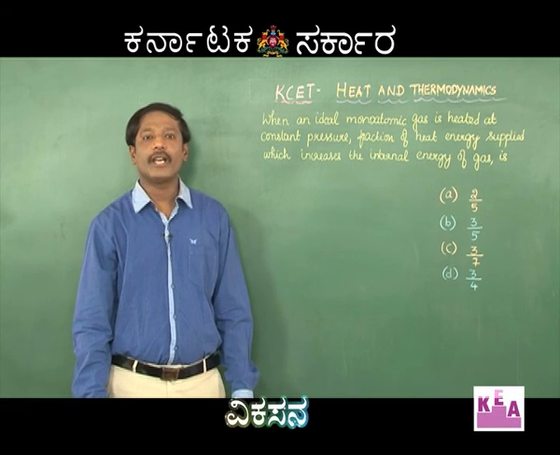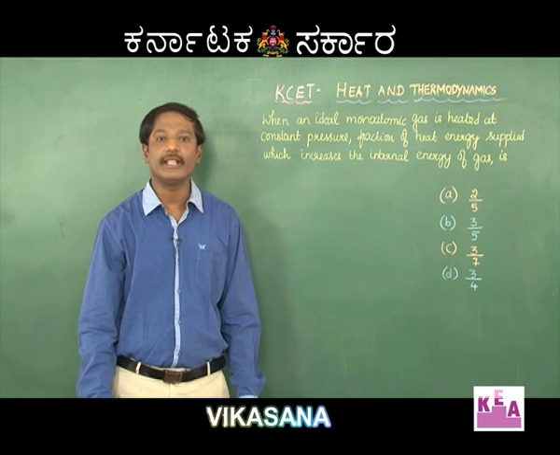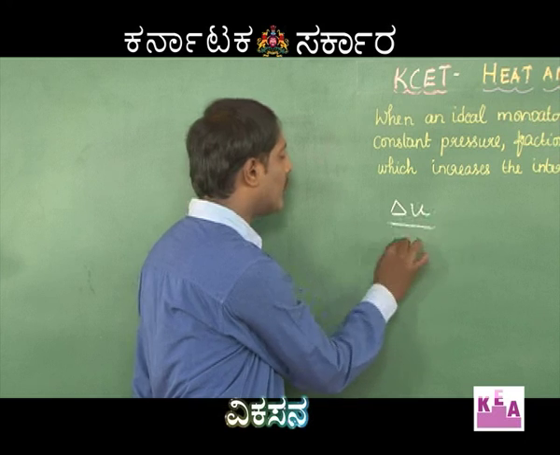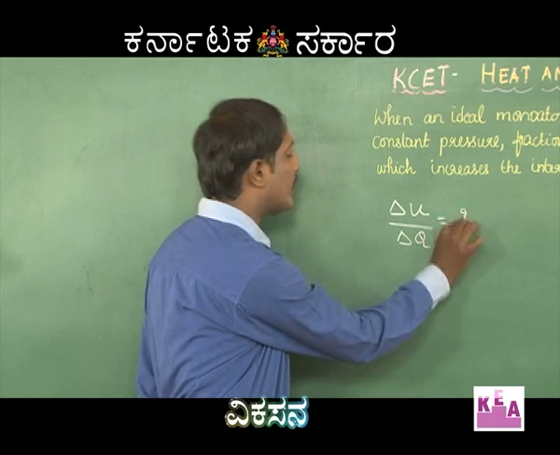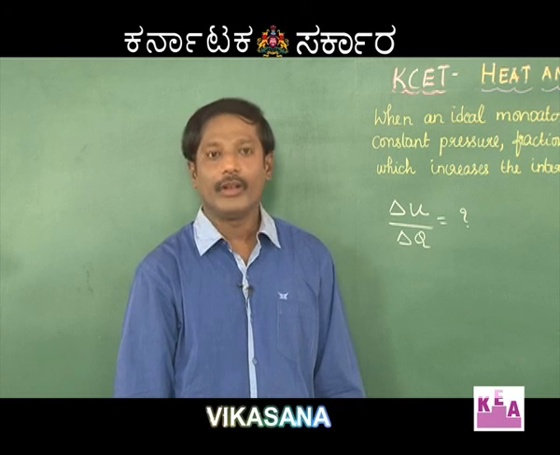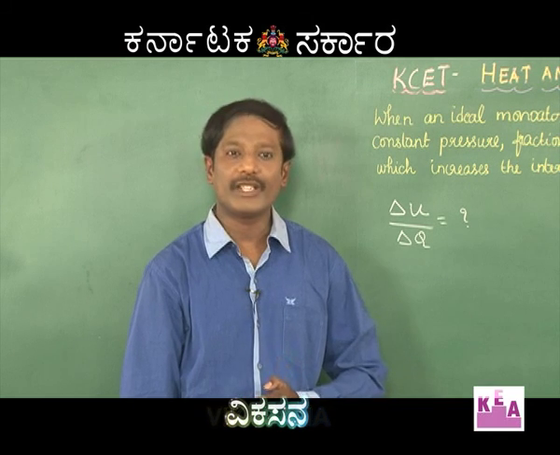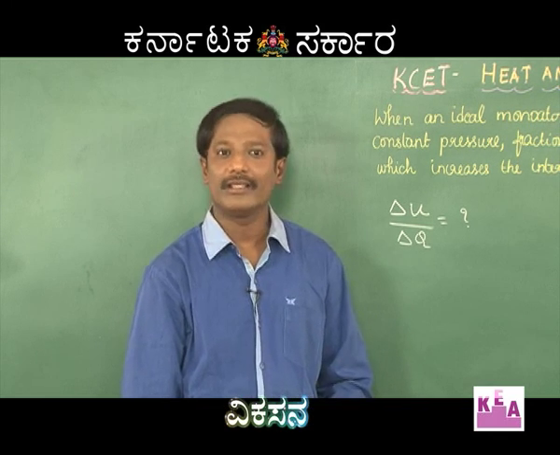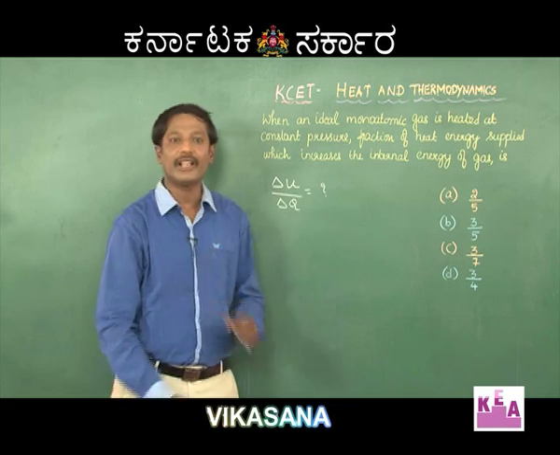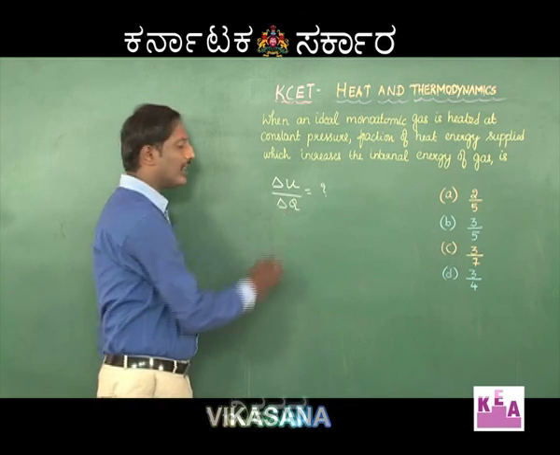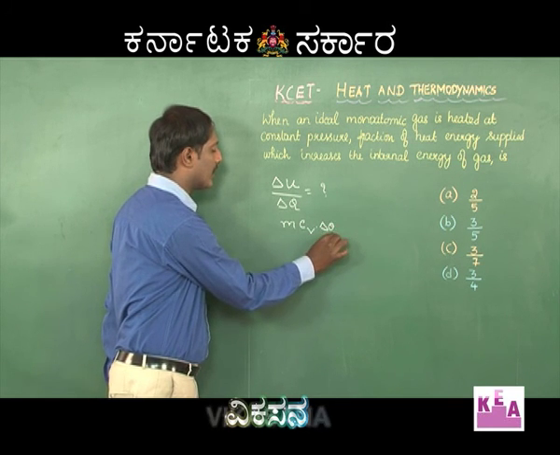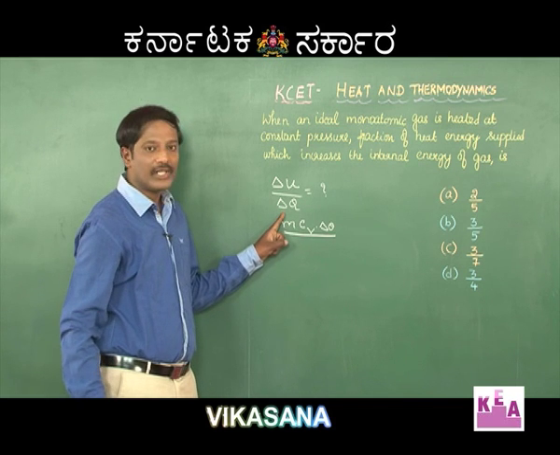Students, in this problem they are asking to find the fractional change in the internal energy, that is, change in internal energy to the amount of heat energy supplied, delta U by delta Q. As we know, whenever energy is utilized completely as internal energy, the energy has to be supplied at constant volume. So the change in internal energy can be taken as M into Cv into change in temperature, divided by the amount of heat energy supplied.